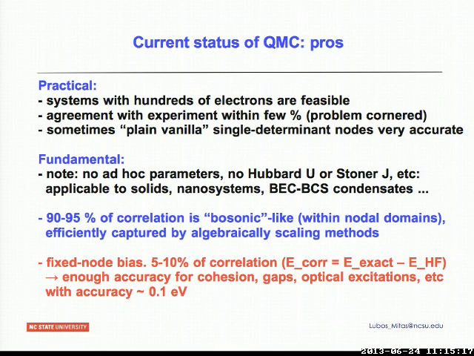Okay, so let me mention a little bit the current status of these things. We can do hundreds of valence electrons calculations, and you get these types of results. The agreement with experiments is usually within a few percent. And so in some sense, I claim that we cornered the correlation problem, which is exponentially difficult, as we all believe, into the last few percent of the correlation energy, definitely at least in these types of systems. Sometimes the plain vanilla single determinant nodes are very accurate, and I will elaborate for the rest of the talk when it is the case, when it is not the case, and so on.